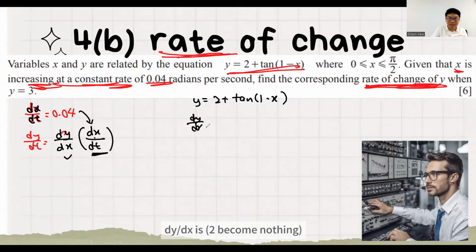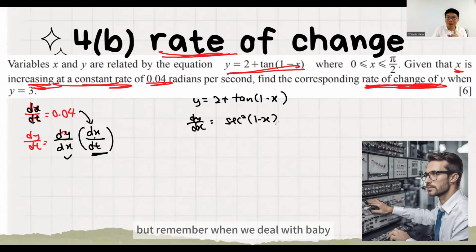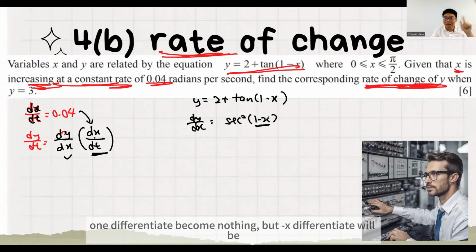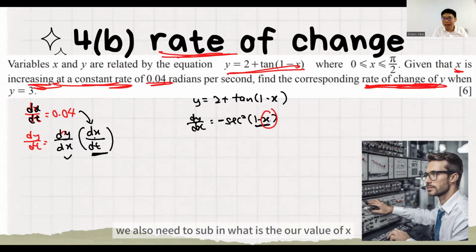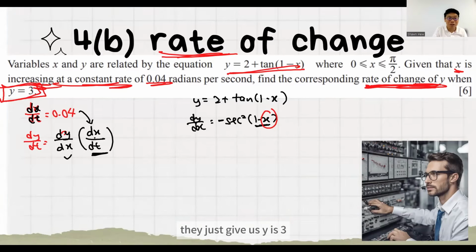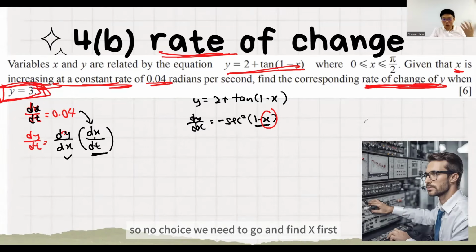dy/dx is: 2 stays, tangent becomes secant squared, the bracket we copy. But remember, when we deal with the bracket, we need to differentiate the bracket. 1 differentiates to nothing, but minus x differentiates to -1, so we need to times by minus. And remember, when we deal with an application question, we also need to substitute in our value of x. But this question does not directly give us x. They just give us y is 3. So no choice, we need to find x first.